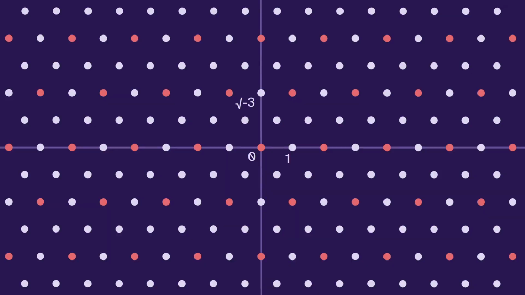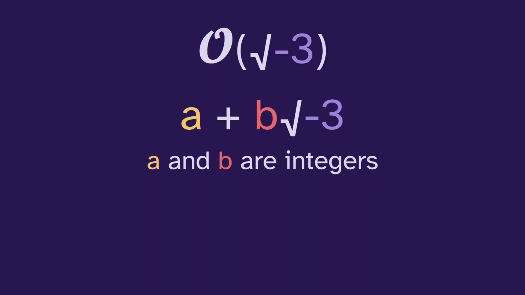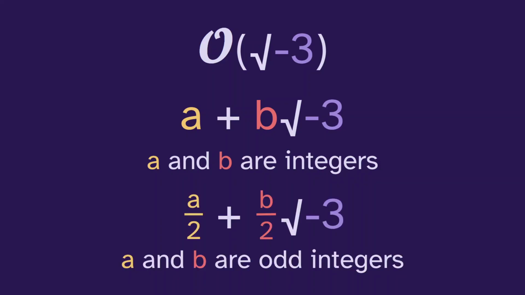So now, if we highlight every multiple of 2 and give them all circles, everything is covered, and the Eisenstein integers are Euclidean. So O root negative 3 is defined actually a little bit differently. It's all of the numbers a plus b root 3, where a and b are integers, but also a over 2 plus b over 2 root 3, where a and b are odd integers.